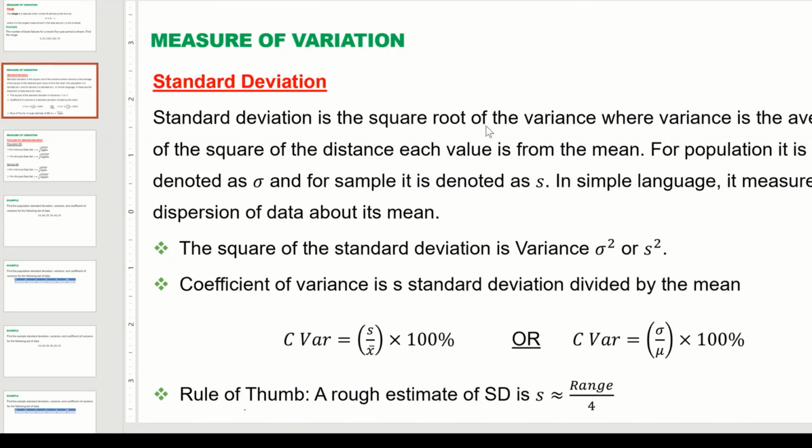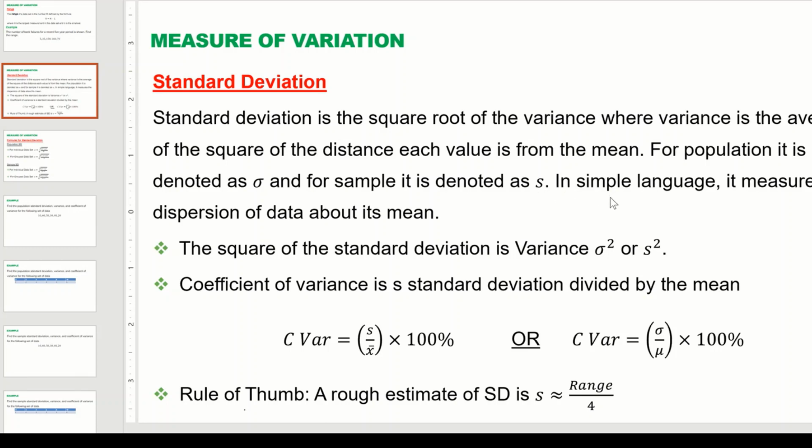Standard deviation is the square root of variance, where variance is the average of the square of the distance each value is from the mean. For the population, it is denoted as the lowercase Greek letter sigma, and for the sample, it is denoted as S, the lowercase English alphabet S. So these are the notations for the standard deviation. For population, lowercase sigma, and for sample, it's lowercase s.